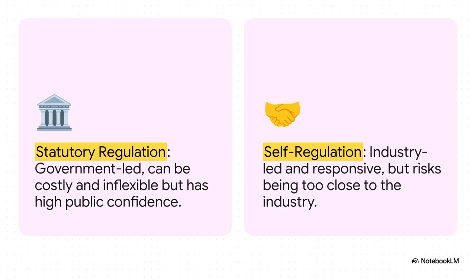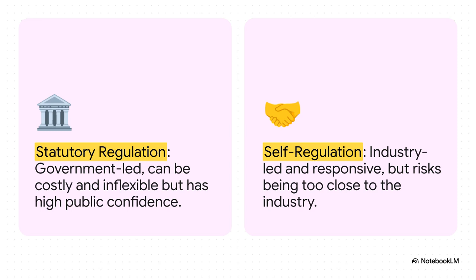Okay, let's talk regulation, another huge factor. The model a country chooses has massive implications. You've got statutory, government-led regulation. People tend to trust it more, but man, it can be a blunt, inflexible instrument. On the other hand, you've got self-regulation. It can be way more responsive, more nimble. But what's the catch? The big one is regulatory capture. That's where the regulator gets a little too cozy with the industry it's supposed to be watching, and suddenly consumer protection might take a back seat.